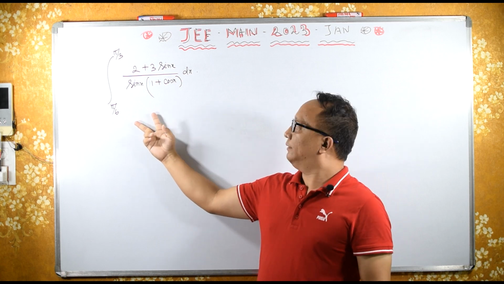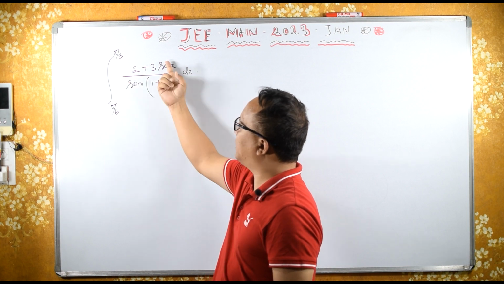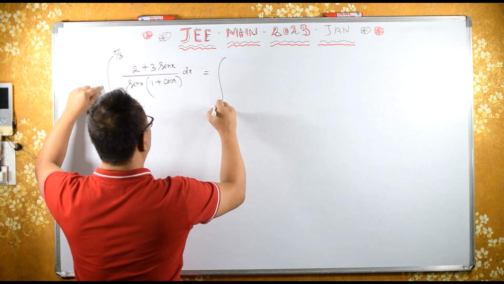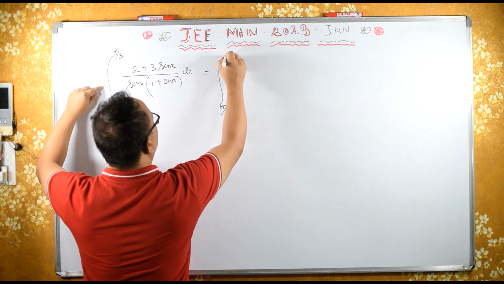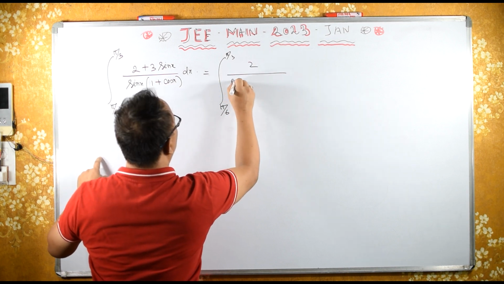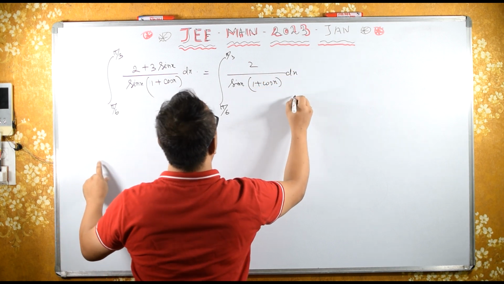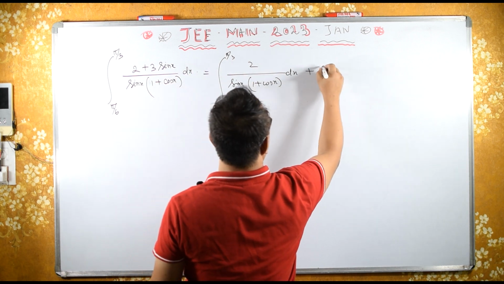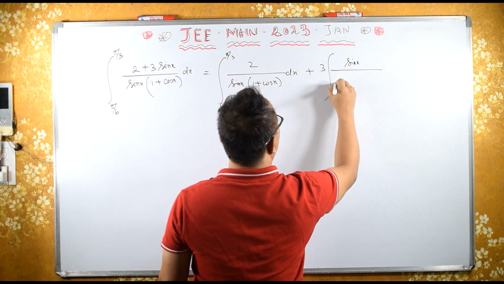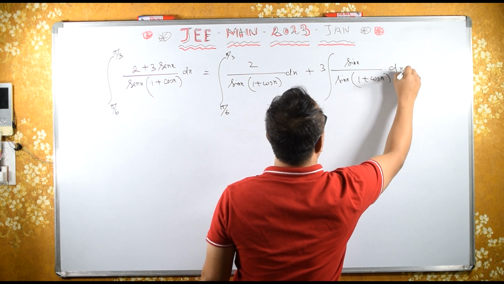Now look at this integral. We'll solve it by separating this upon this and this upon this. Let's see how it works. This equals the integral from pi by 6 to pi by 3 of 2 upon sin x (1 plus cos x) dx plus 3, which I can send outside, integral of sin x upon sin x (1 plus cos x) dx.